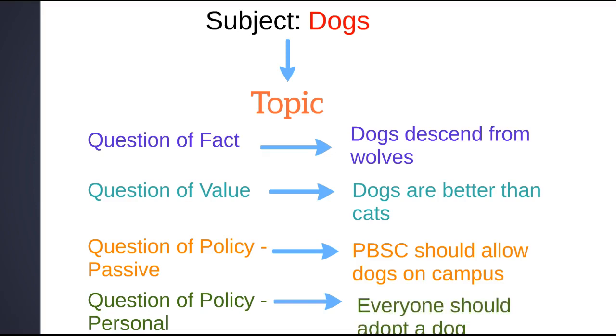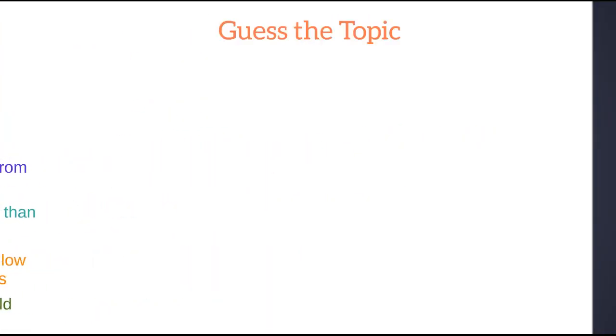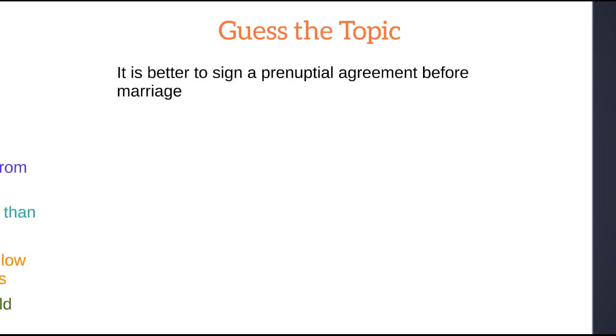So these are all ways in which you can take the subject area and make it a topic. So let's play a game, guess the topic. See if you can figure out what the topic actually would fit into as far as questions. So it is better to sign a prenuptial agreement before marriage. Question of value, so hopefully you guessed that one.